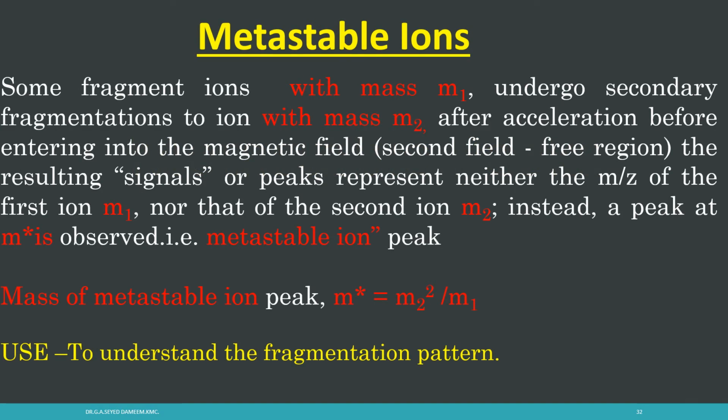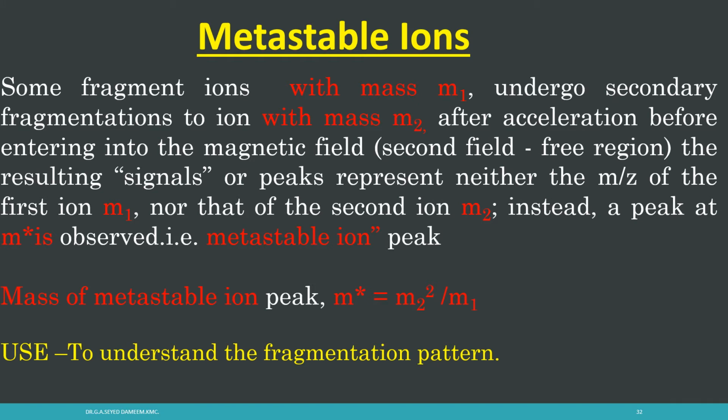Metastable ions, metastable peaks. Metastable peaks are due to fragmentation of an ion after acceleration and before entering into the magnetic field. Consider an ion with mass m1. If it enters the electric field and the magnetic field with mass m1, a peak is obtained with mass m1. And if the ion is fragmented to m2 before entering the electric field and enters the electric field and magnetic field with mass m2, a peak is obtained with mass m2.